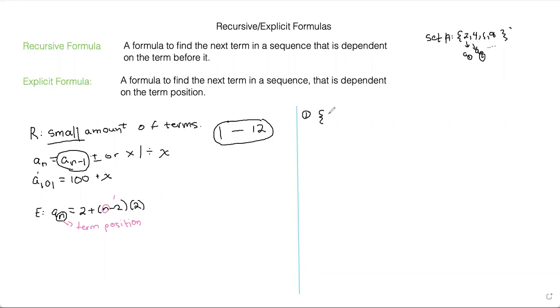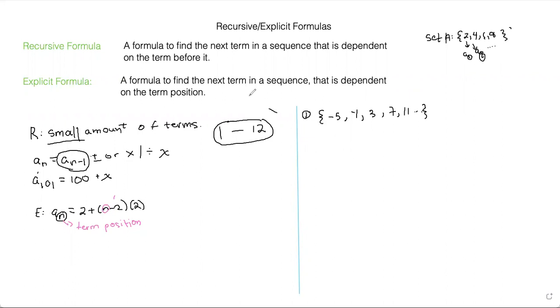Okay, so say we have -5, -1, then 3, then 7, then 11, and so on. Okay, anyways, let's try writing a recursive formula.